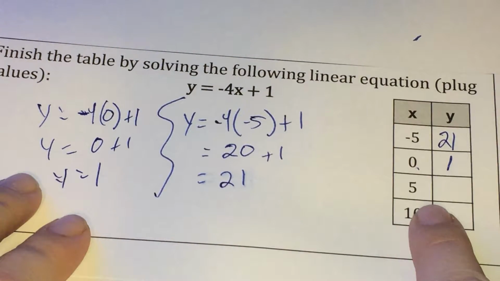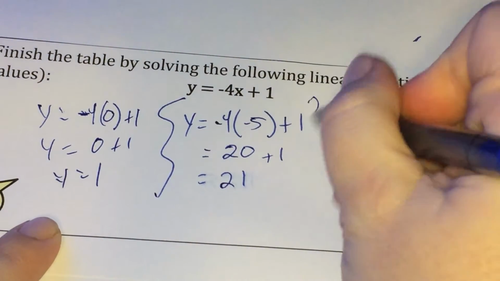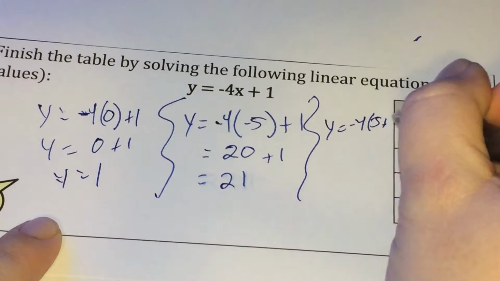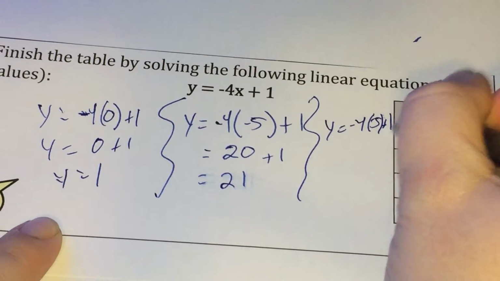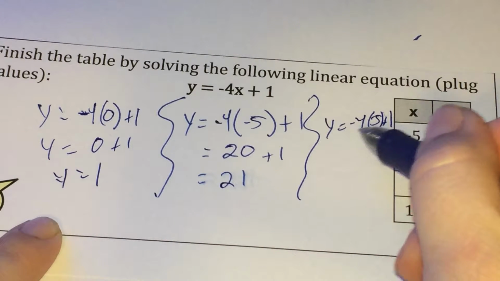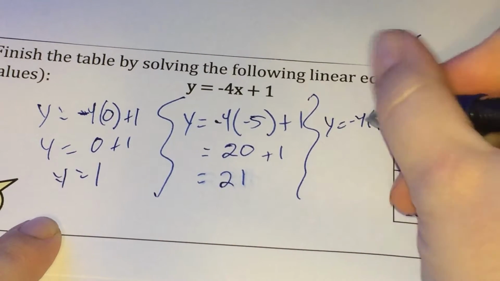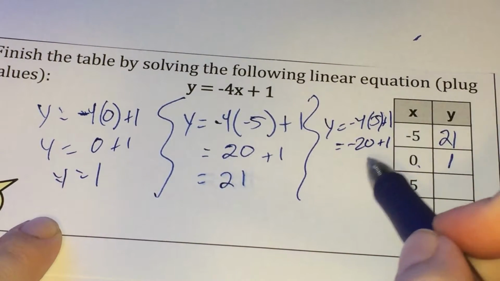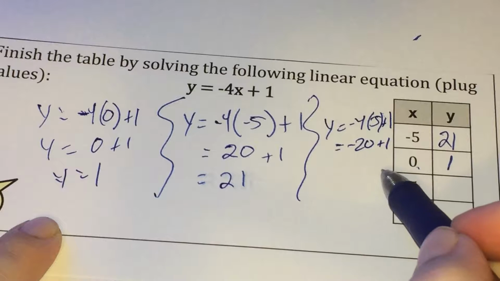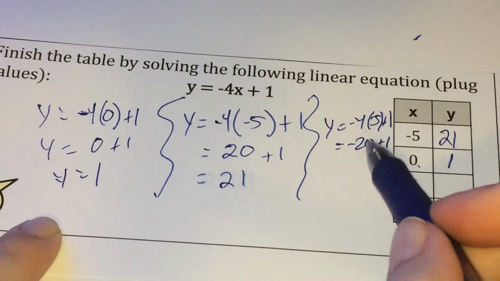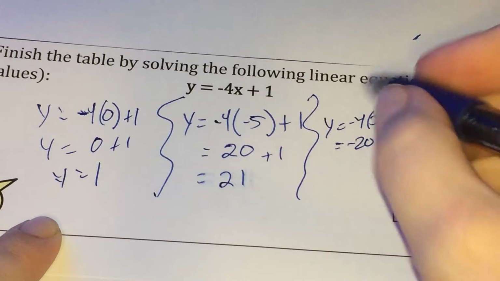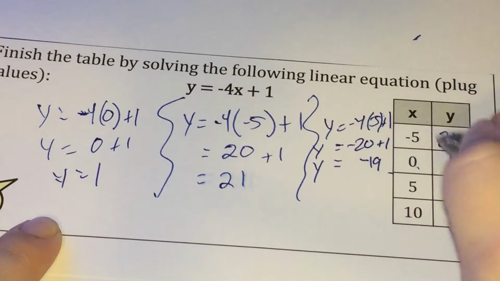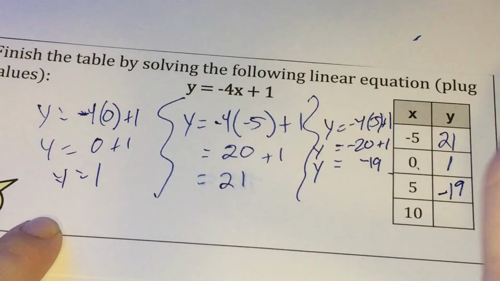And now I'm going to plug in 5. Y equals -4 times 5 plus 1. And if you plug this into your calculator, you'll see -4 times positive 5 is -20. And then -20 plus positive 1, if you plug that into your calculator, you would get negative 19. Please use your calculator. Let it help you with these negatives. That's what it's there for.